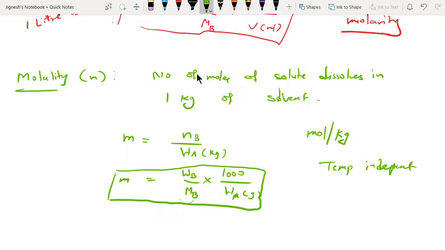Why? Because here we have weight, we don't have volume. If we had a volume, then it would change. It means if somebody says I have a 0.5 molal solution, it means 0.5 moles is dissolved in 1 kilogram of solvent. This is what we have to take care of.